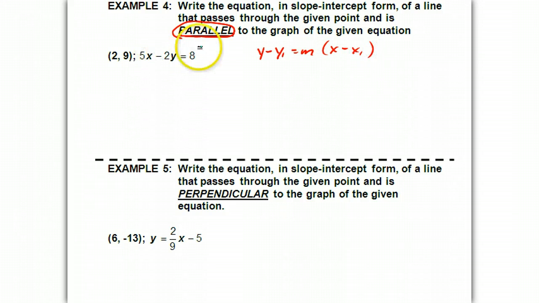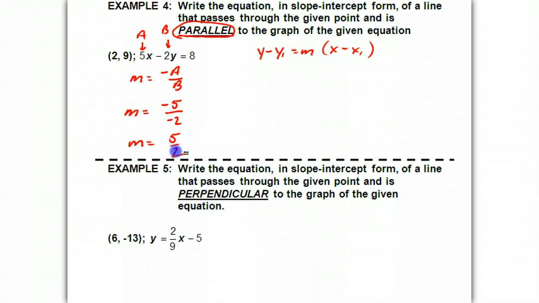If I'm going to write a line that's parallel to this one, I want to find its slope and make it the same. This is in standard form, so we should know that negative a over b is going to give me the slope. So slope equals minus 5, that's a, over minus 2, that's b. So my slope is equal to 5 over 2. Okay? So we've got the slope. Because we want a parallel line, we're going to keep the slope for our new equation as 5 over 2.